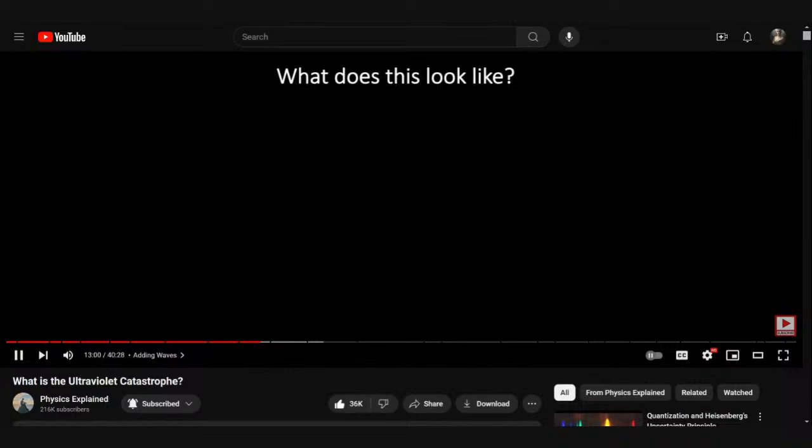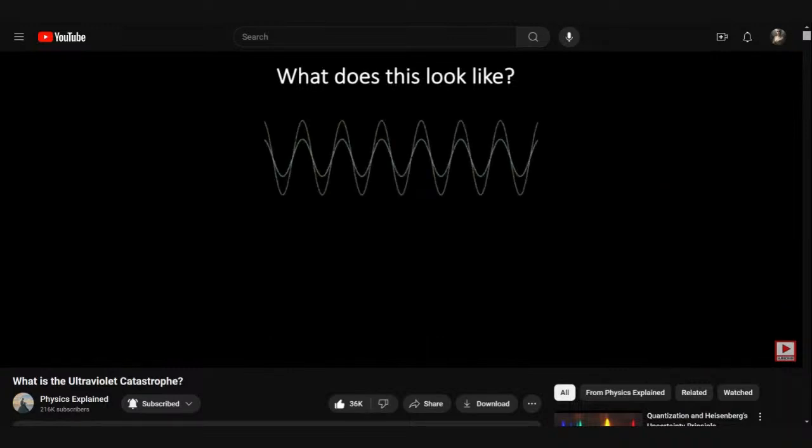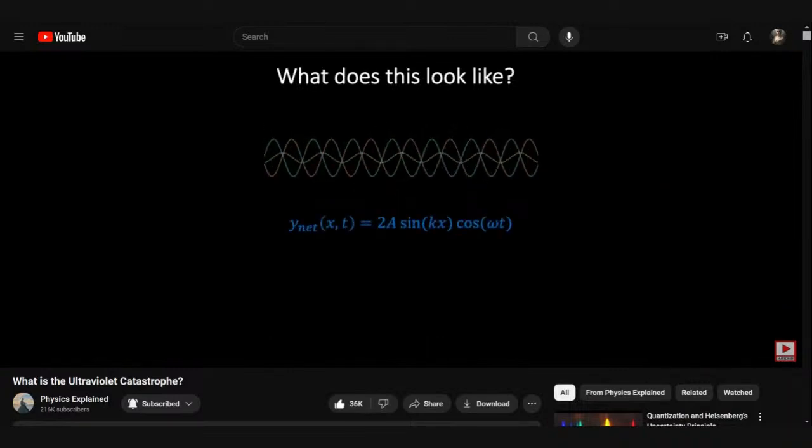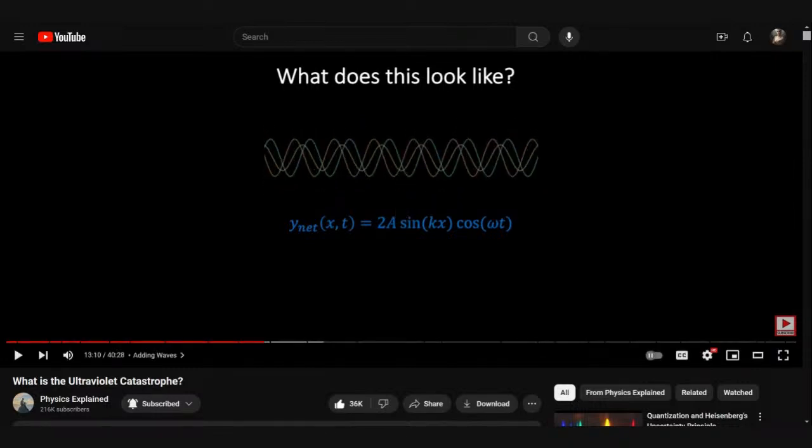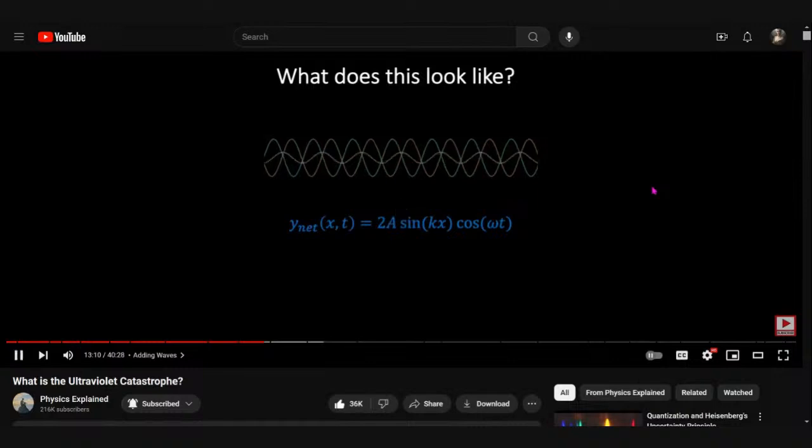So what does this look like? Well, we can visualize it with the following animation. You see that the left and right moving waves add together to form the green wave. He shouldn't show them on top of each other. He should show them in 3 rows or something.